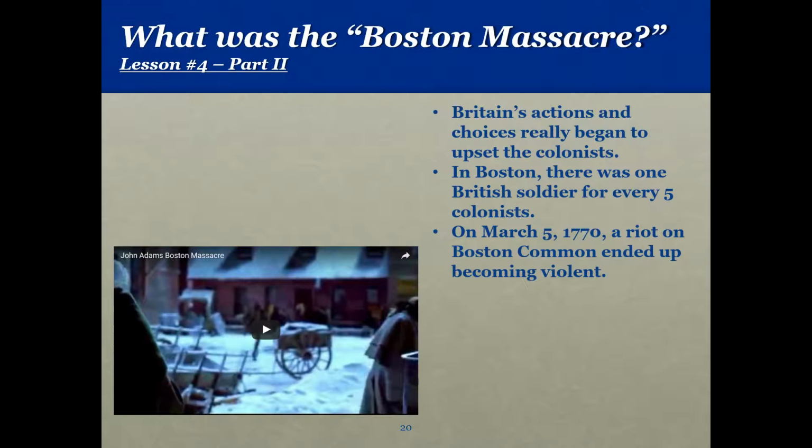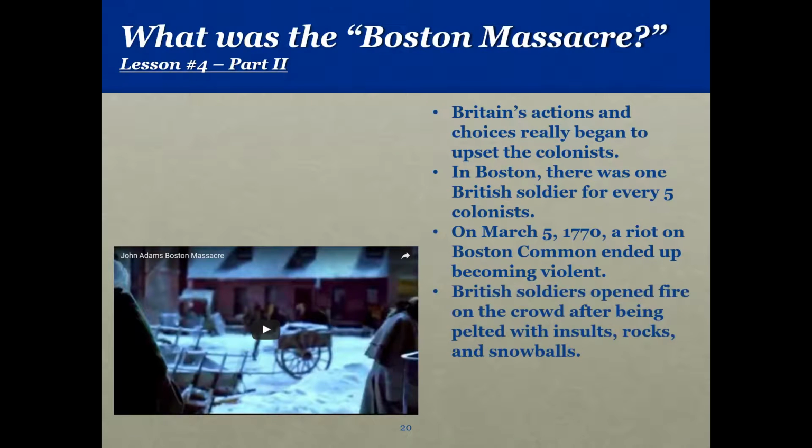But what happened became a big deal. British soldiers opened fire on the crowd after being pelted with insults, rocks, and snowballs. And in the end, you ended up with 5 dead colonists.